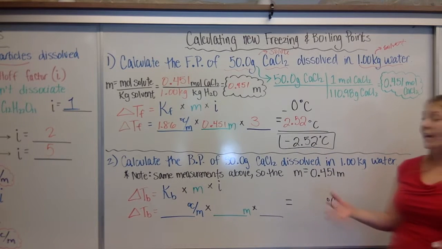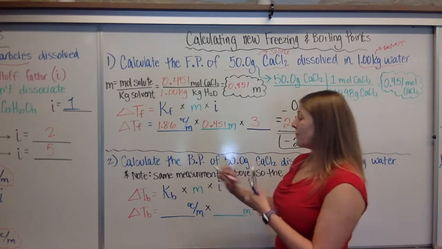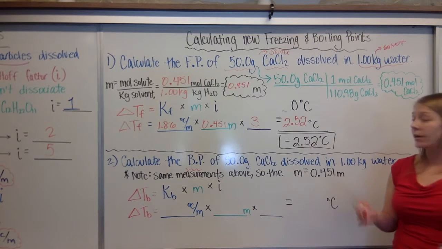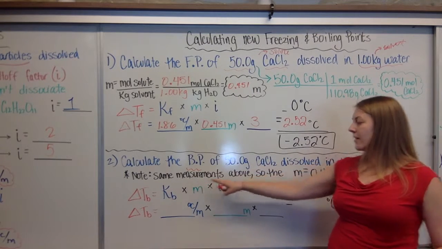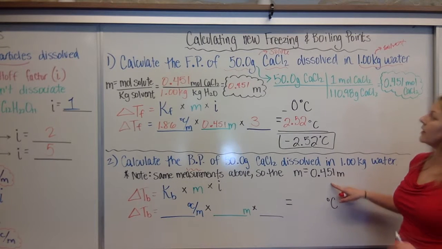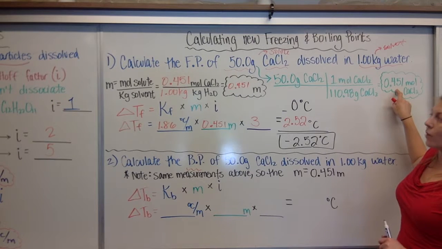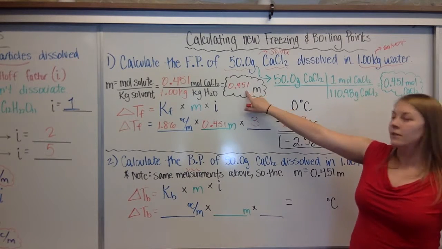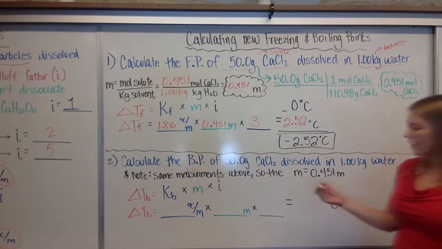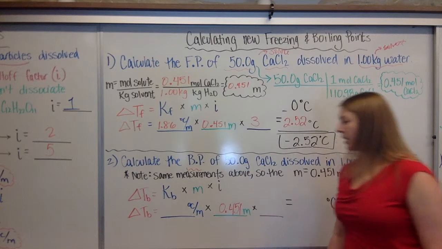We can do the same calculation. I'm using the same exact data here to calculate the boiling point of 50 grams of CaCl2 dissolved in the same amount of water. Now I put here, note the same measurements as above. So the molality is the same. We still have 50 grams of CaCl2, therefore 0.451 moles. We still get the same molality. So there's our molality. We can just go ahead and plug that right into the equation.